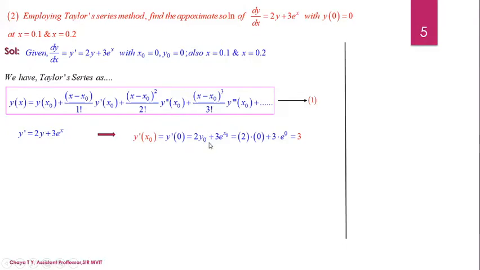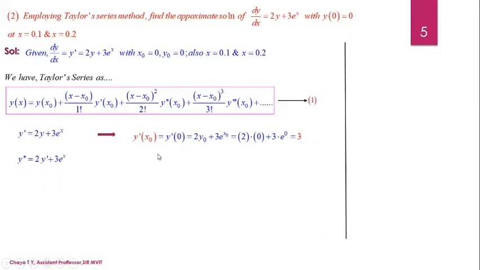It is 2 into y naught plus 3 into e to the power x naught. So 2 into y naught value is 0 plus 3 into e to the power 0. So 0 into any value is supposed to be 0. So I am going to get it as 0 plus 3 into e to the power 0 is 1. Hence the value of y dash of x naught is 3. Okay.